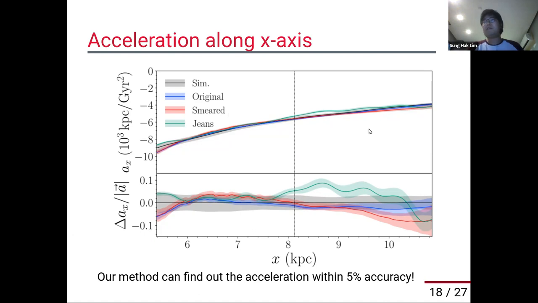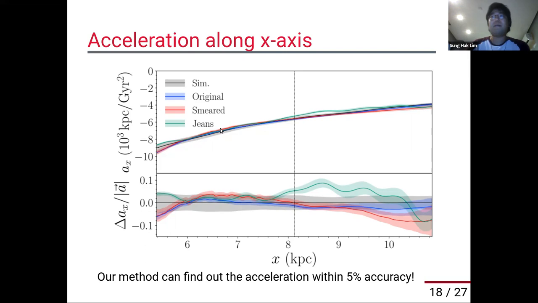And if you check the curves very carefully, the black line here is the simulation truth. In the simulation we know all the mass, the distribution, we know all the positions of the stars, the positions of the objects, so we can calculate the acceleration explicitly. And the red line is the acceleration estimated by our method.